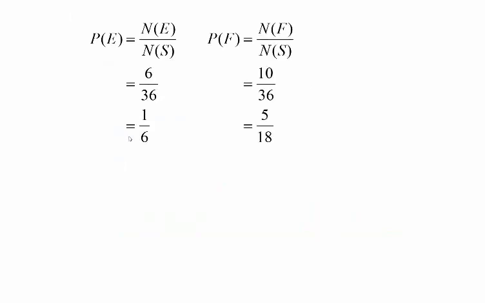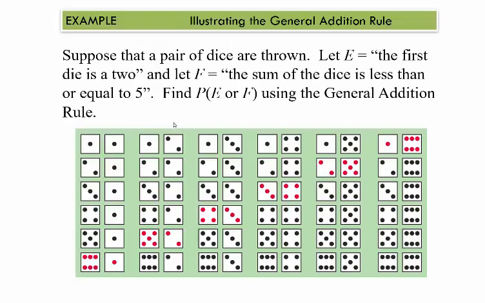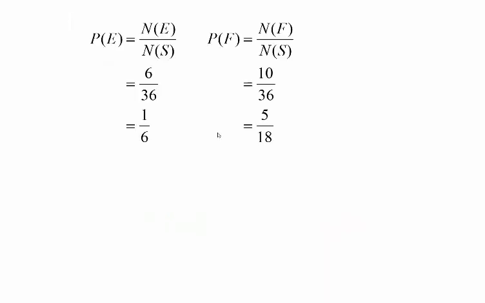The next event, let me go back and show you. Event F was the sum of the dice is less than or equal to 5. If you were to count here, this would be 1 plus 1 is 2, 1 plus 2 is 3, 1 plus 3 is 4, and so on. You would see that there are 10 outcomes whose sum is less than or equal to 5. So that's 10 over 36, which simplifies to 5 over 18.